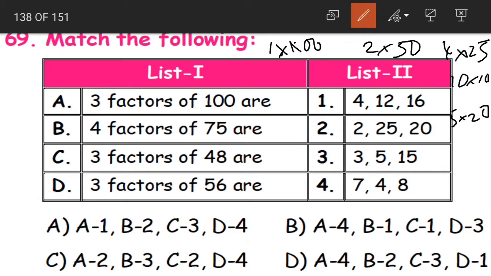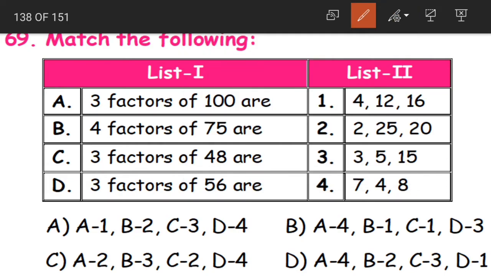Now from these, which are there in the list 2? Number 2, 25 and 20. We have 2 50s are 100, 25 fours are 100 and 5 20s are 100. So what is the correct answer here? A, 2 is the correct answer.